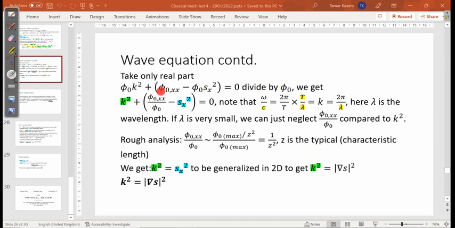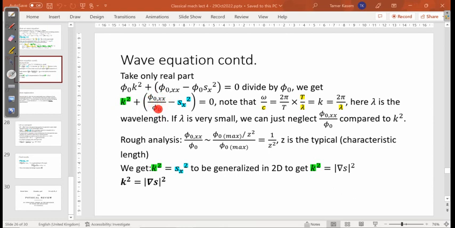Now comes the most important and relevant part. Again, it's a crucial step towards deriving the Schrodinger equation. k is equal to 2 pi over lambda, where lambda is the wavelength. Fine. So we have here the wave number squared. If the wavelength is very small, then this fraction will be very big, and the k squared will be much bigger compared to phi node xx over phi node.